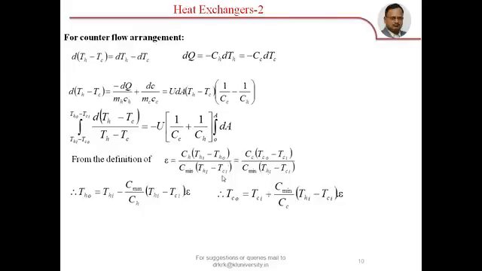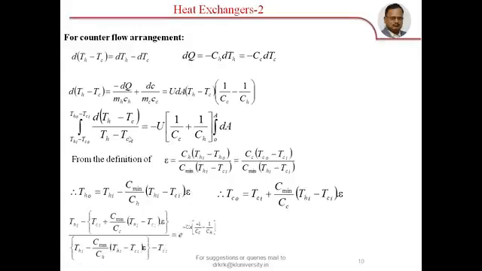So from this definition, you can write THO as a function of effectiveness like this, or you can write TCO in terms of effectiveness like this. So we are eliminating THO and TCO by substituting effectiveness value in that. Now we will write this THI minus, this is TCO.